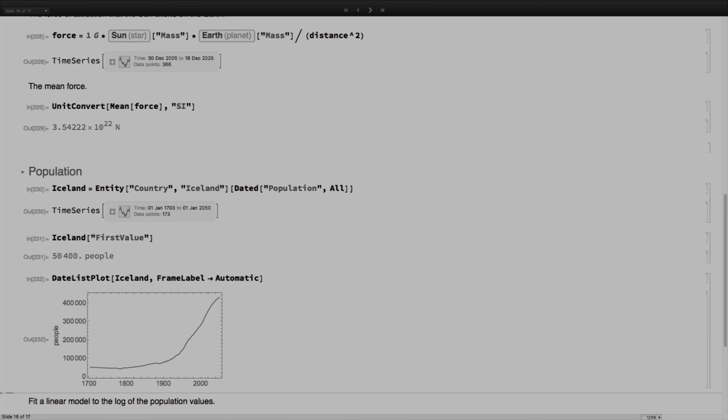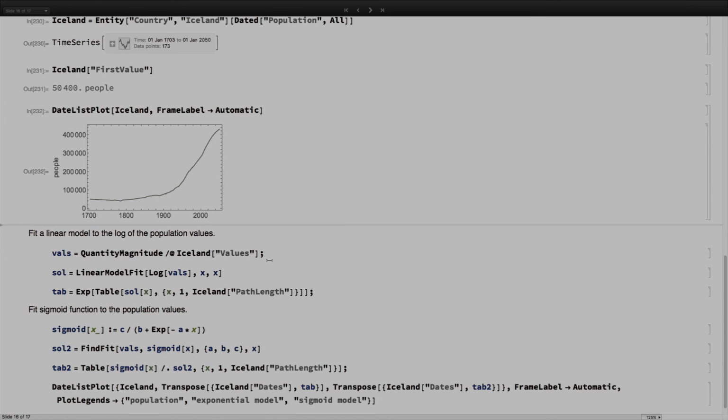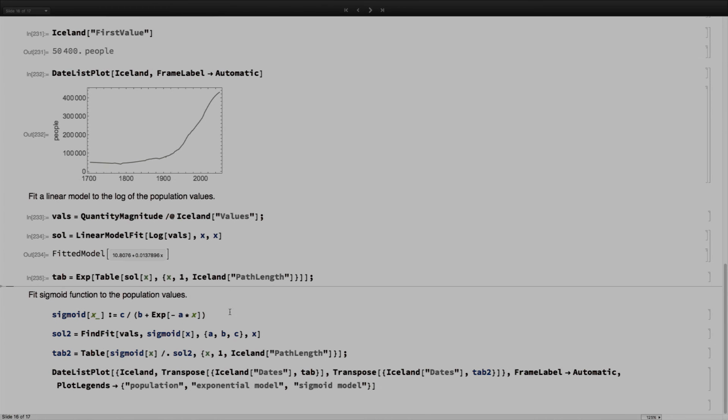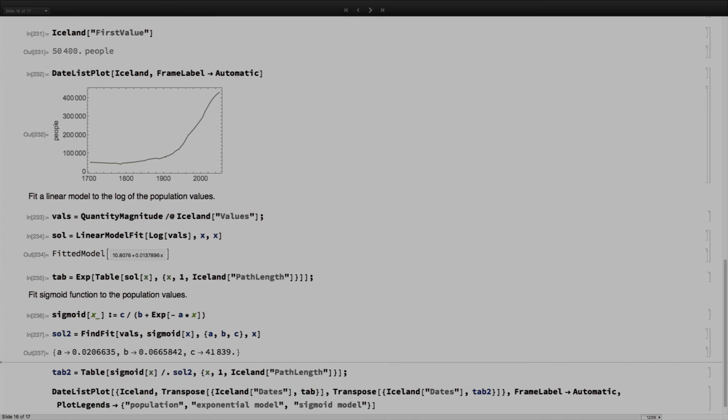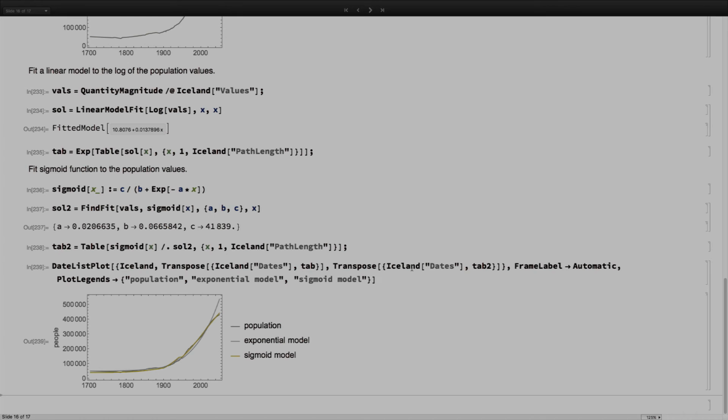We can plot. You can see that the population is kind of going up, not going up. What I have here is just a linear model fit to the log of values, and also using FindFit with the sigmoid function, just to see what happens. And we see that the population is tapering out.